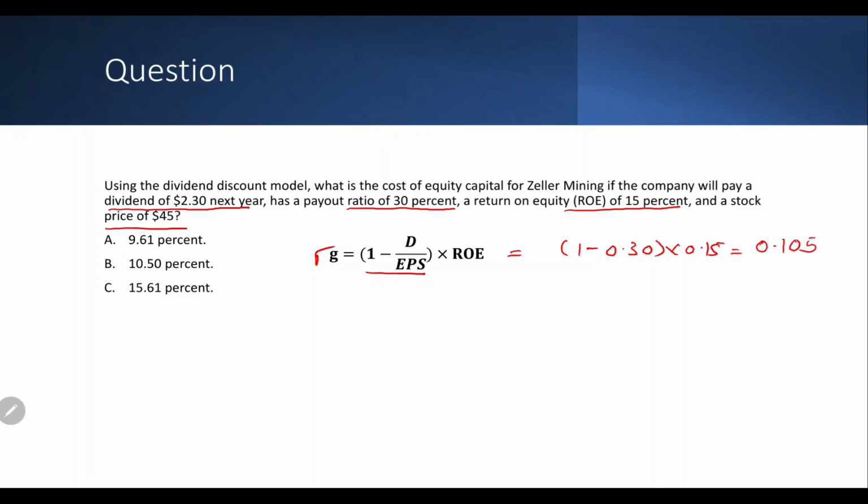0.105. And now that we have the value of g, we can calculate the cost of equity using this formula. So the cost of equity is 2.30 divided by 45 plus 0.105. So the cost of equity is 0.1561. Option C is correct.